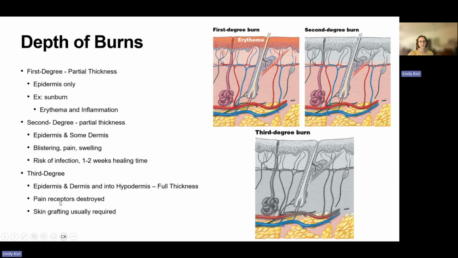So for the pin test, they'll poke it with a pin, and surprisingly enough, the goal is for the burn to hurt. If the burn hurts, then that tells us, okay, it's only a first-degree or second-degree burn.